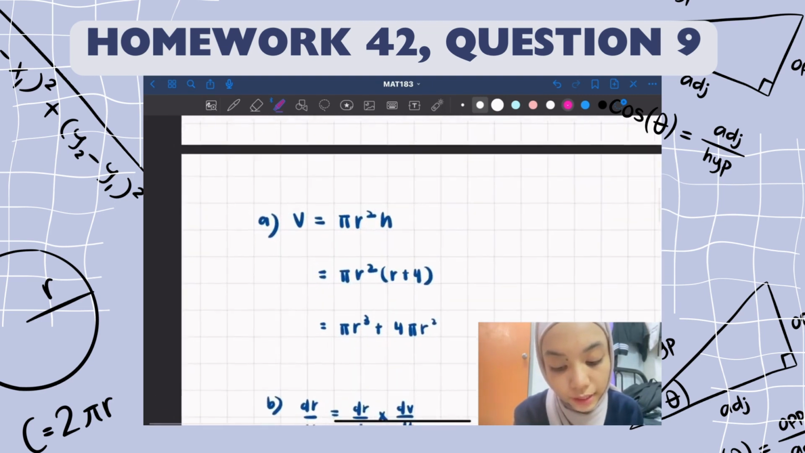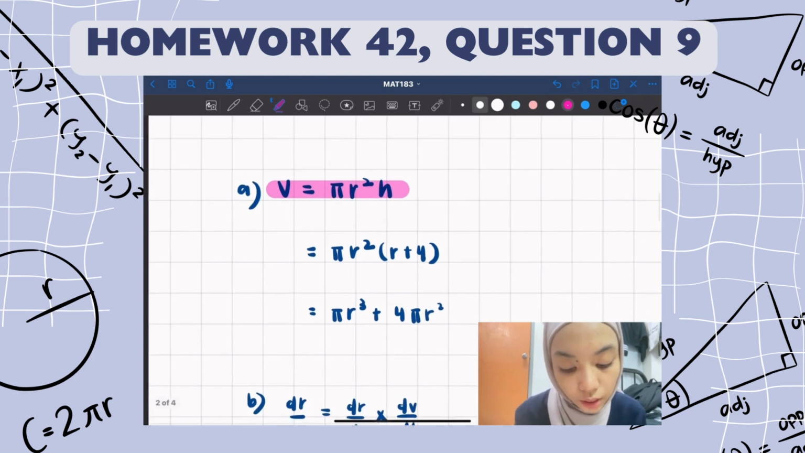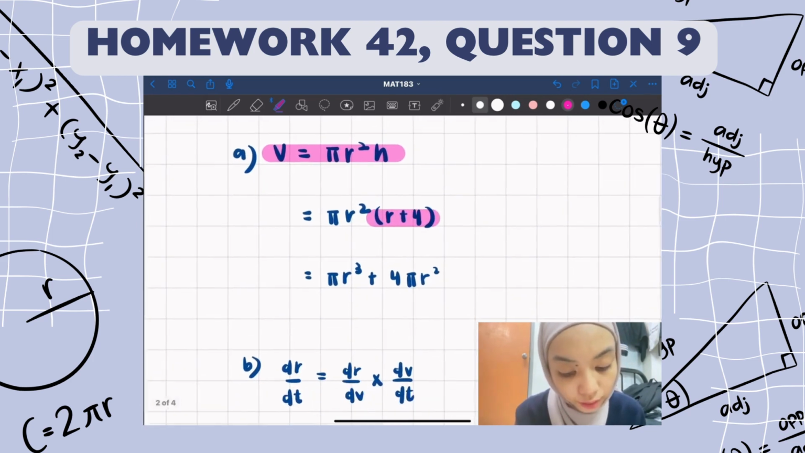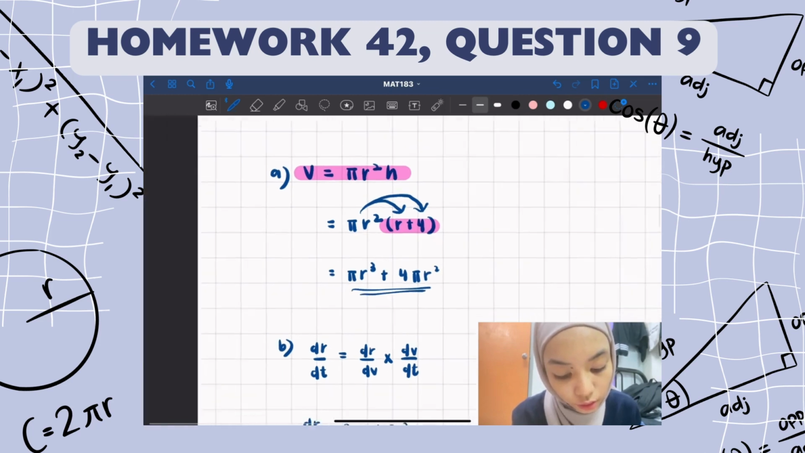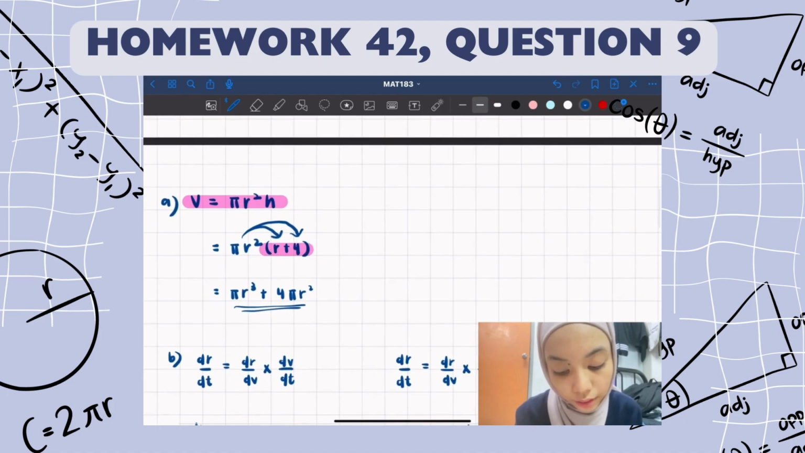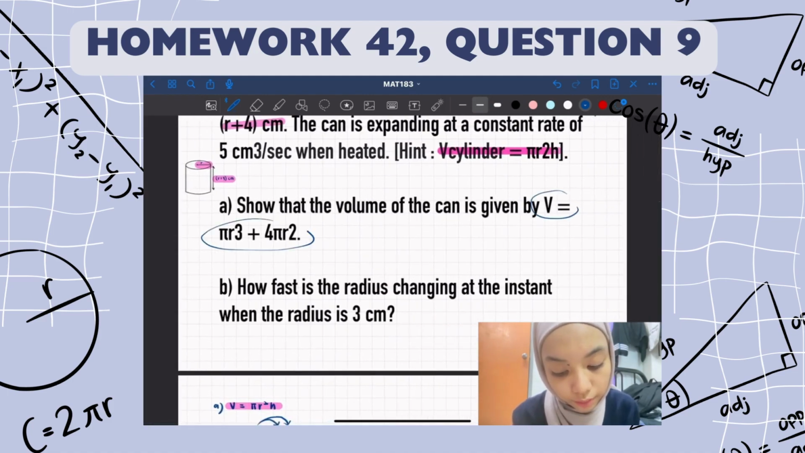So as you can see here, V of the cylinder equals pi r squared h, and then we put in the height of the cylindrical can, and then we expand them, and then we're going to have this. So it shows, and it is proven, that the answer is the same as in the question. So that's all for the first part.